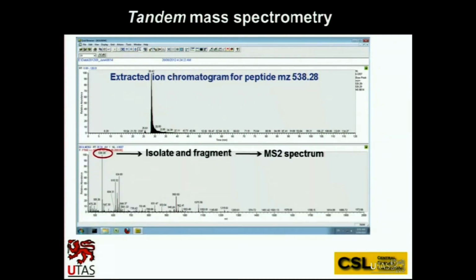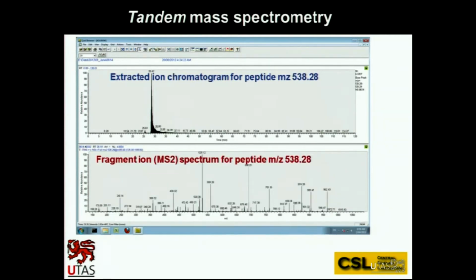Another approach to use, which is the one that we use at CSL, is to isolate the ions, the peptides, and fragment them to generate an MS2 spectrum. So we're simultaneously detecting the intact peptides, but we're using a second mass spectrometer to do the fragmentation of those peptides, and that's why this procedure is known as tandem mass spectrometry.